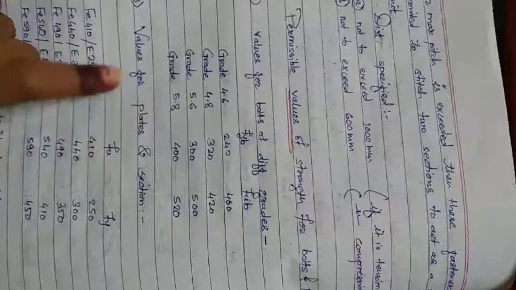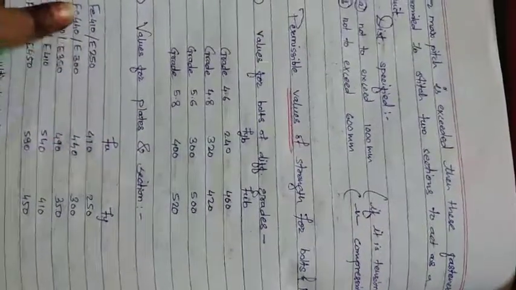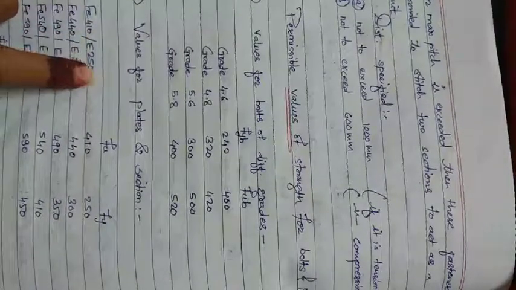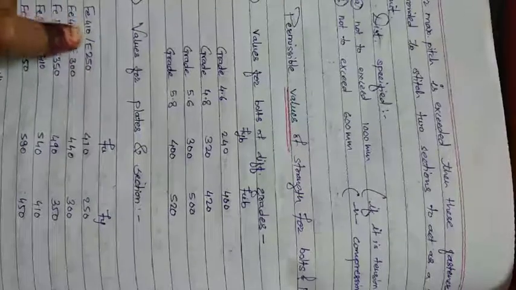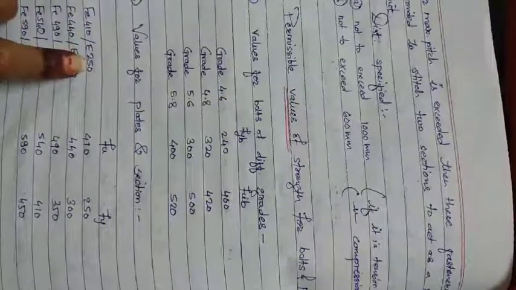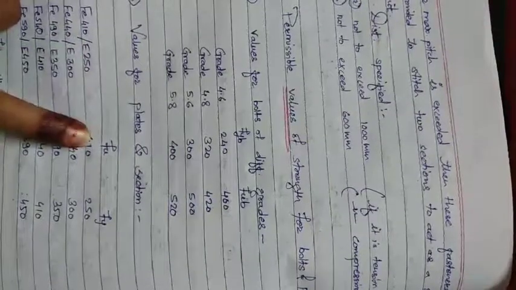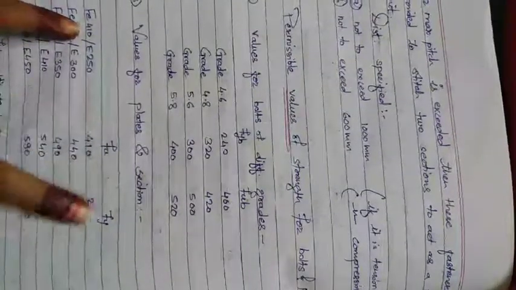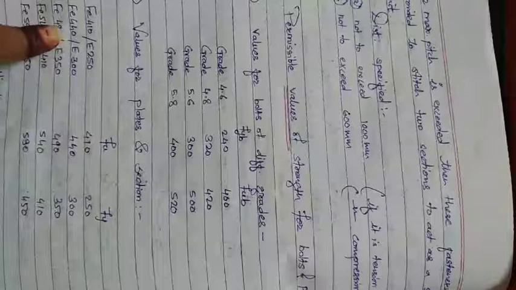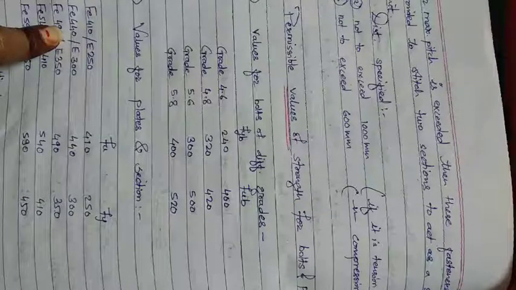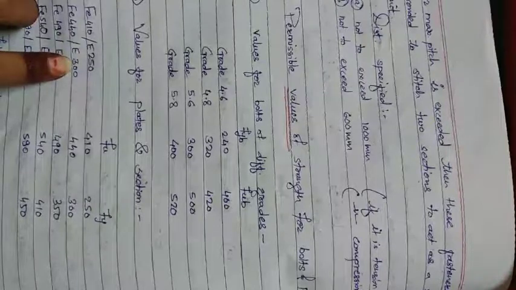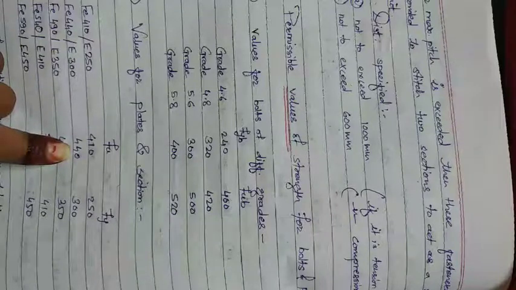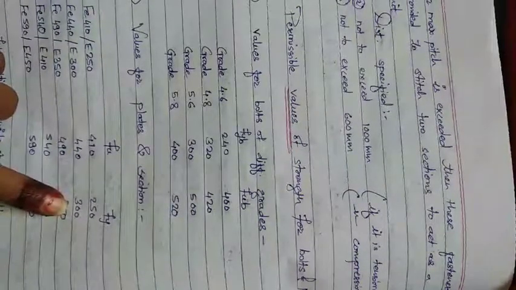So let's state the different FU and FY values, that means ultimate stress and yield stress values, for plates of different grades. So values for plates and sections. If your plate has grade FE410, its yield stress is E250 Newton per mm square. So its FU value is 410 and FY value is 250. These two values are in Newton per mm square. Second, if your plate has the grade FE440, its FU value is 440 Newton per mm square and FY value is 300 Newton per mm square.